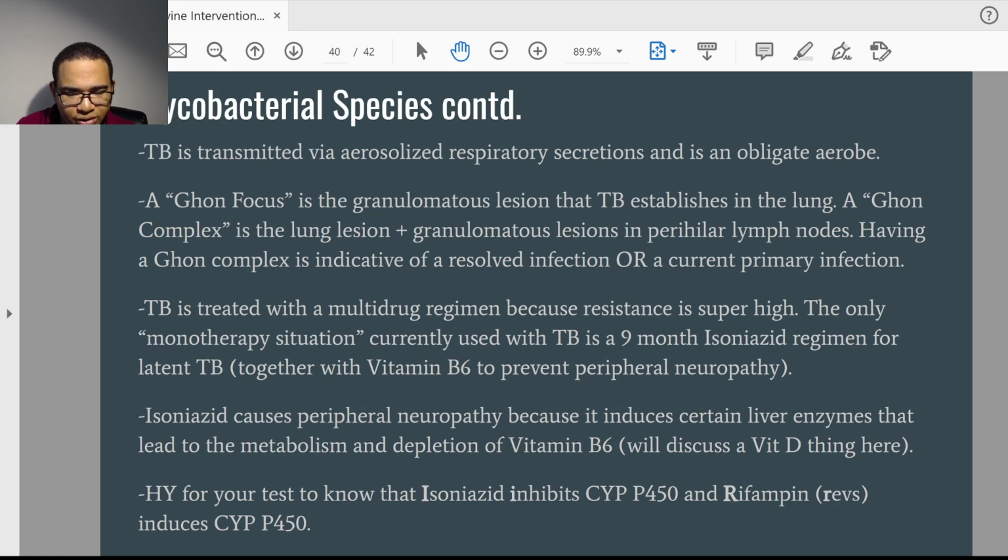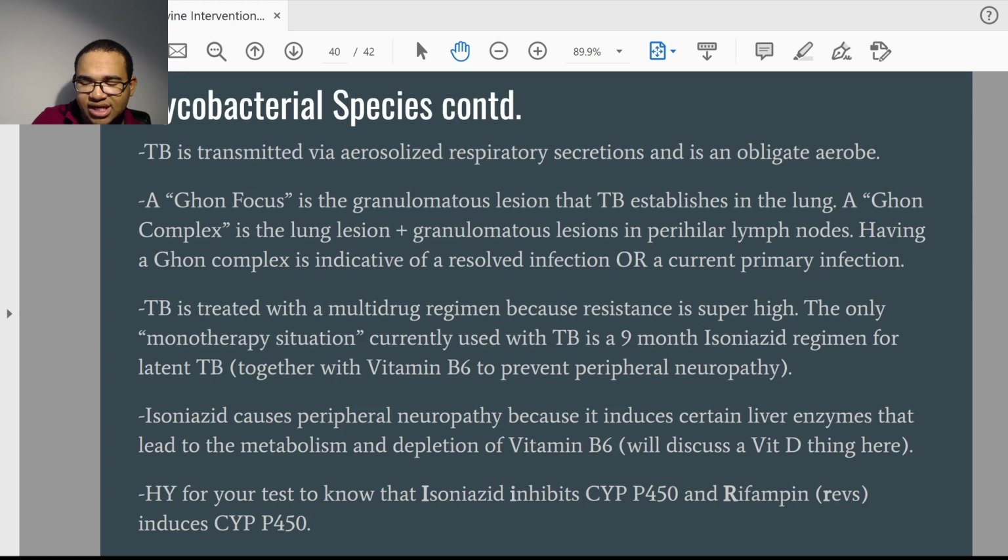Rifampin revs up cytochrome P450. So they can classically give you a question about a person that takes OCPs and then has a history of TB and then gets pregnant, right? The rifampin has increased the metabolism of the OCP, right? So it's no longer effective essentially. Okay. And then isoniazid inhibits. So you see the I's match. The I in isoniazid is for inhibits CYP450. Rifampin revs up cytochrome P450.